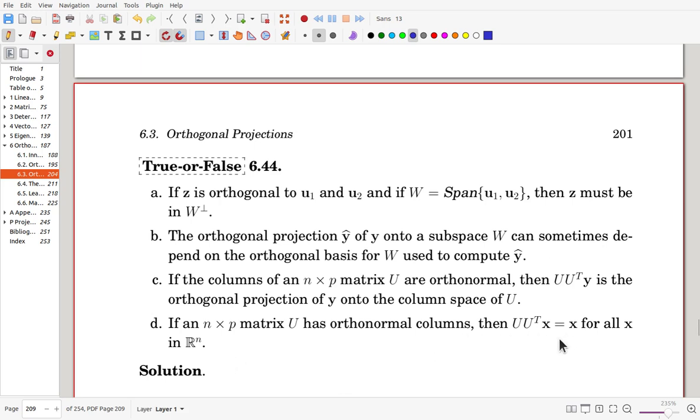That is a projection. Now, if we consider the subspace spanned by the columns of U, then once X is in the column space of U, it is not changed. However, if it is not in the subspace, then the projection must be different, right? So the given statement is wrong.